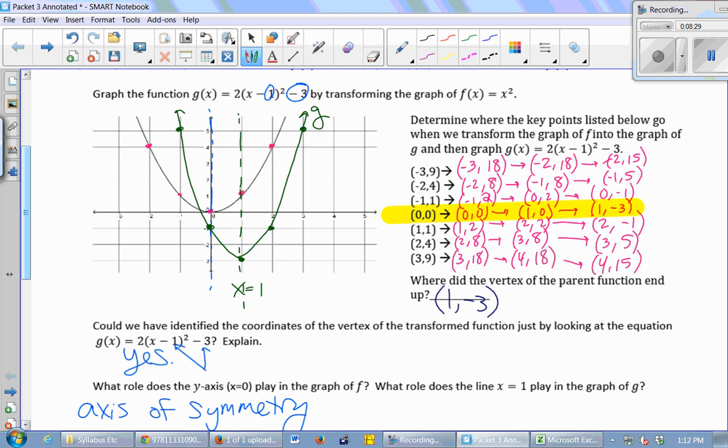I plotted the final list of points. These are points on g. So you can see the transformations the way we described them. I've definitely got a vertical stretch. It looks taller or skinnier, whichever way you want to describe it. And then it moved right 1 and down 3. Yeah, x equals 1.